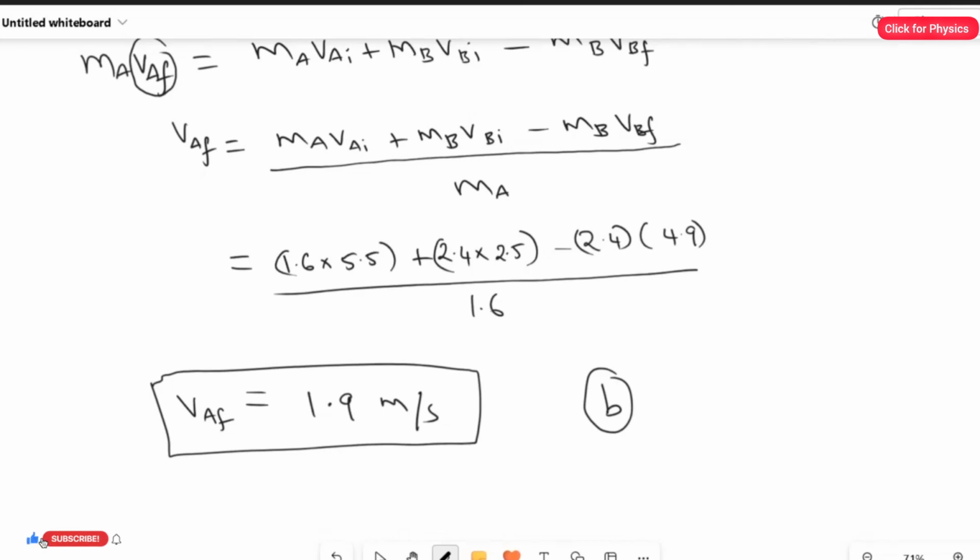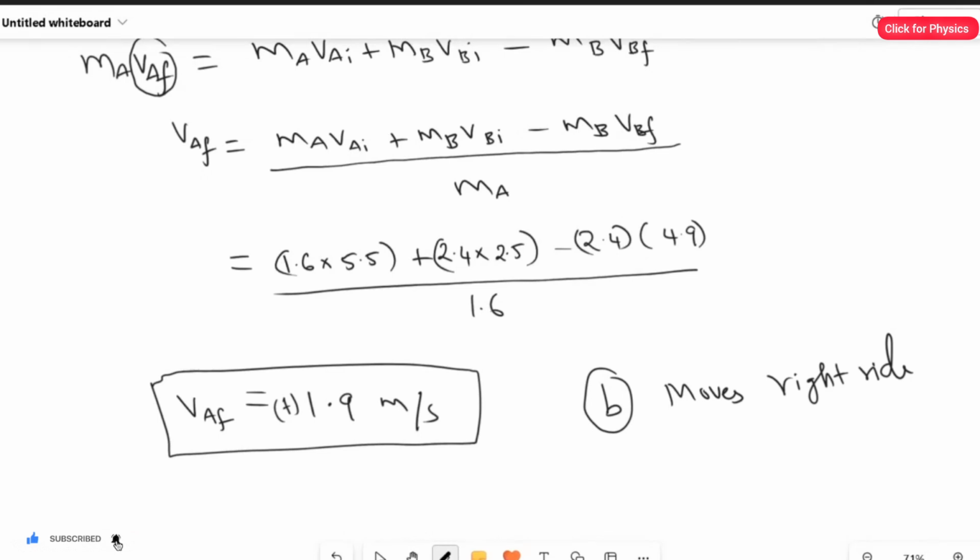Why? We got the positive value here. If you got a negative value, you have to give the answer that block A is moving to the left direction. So here, based on the answer of the first part, we got the positive value of 1.9. So I have to give the answer: the block moves right side.